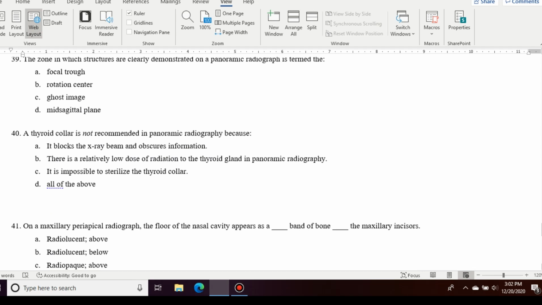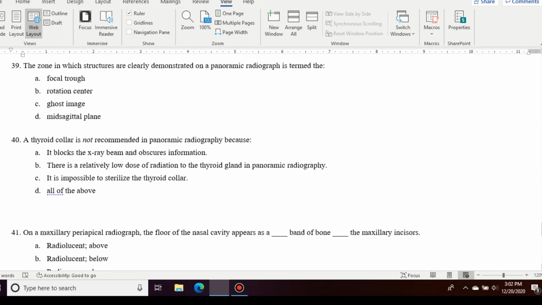39. The zone in which structures are clearly demonstrated on a panoramic radiograph is termed A. The focal trough, B. The rotation center, C. The ghost image, D. The mid-sagittal plane. Correct answer is A. Focal trough.